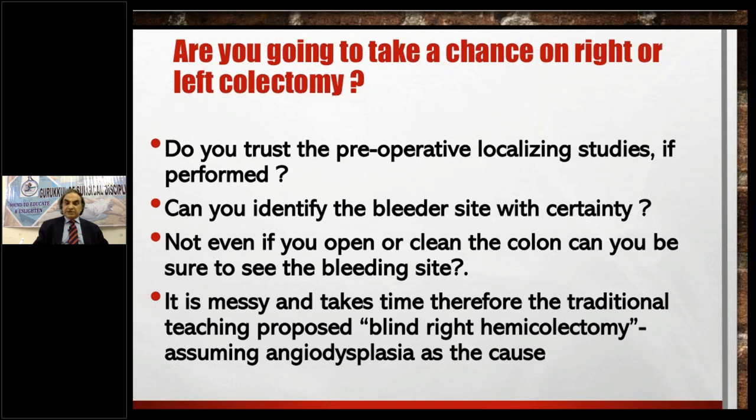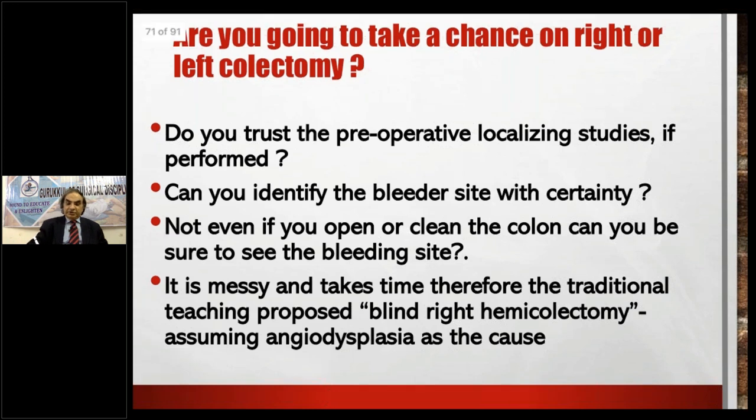Now, are you going to take a chance with a right or a left hemicolectomy? Whenever there was a doubt, we did a right hemicolectomy, which meant we removed the right, the ascending colon, cecum, and the part of transverse colon, because most of the time we thought the cause was angiodysplasia, which is not true. So many people would still do right hemicolectomy, which is called blind right hemicolectomy. Should it be done? It should not be done.